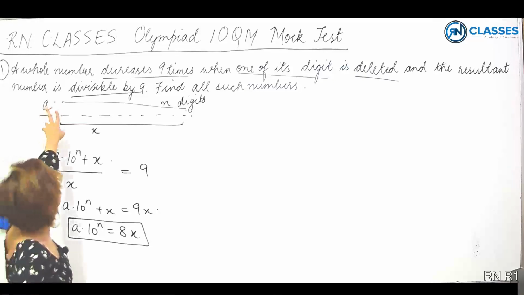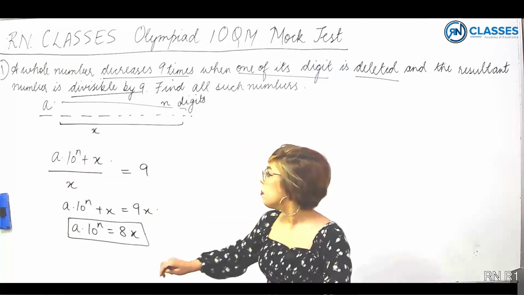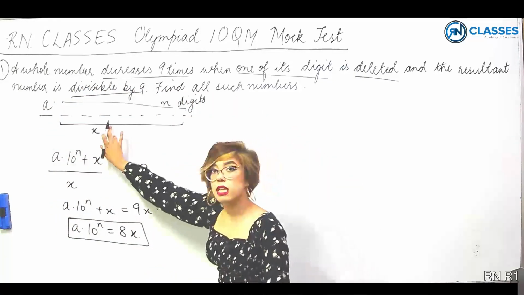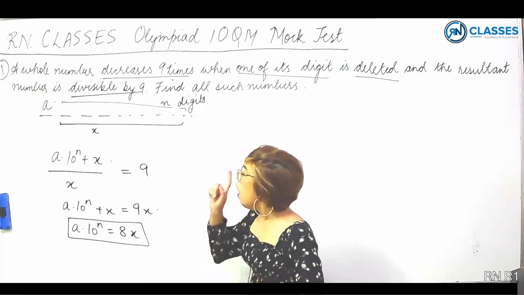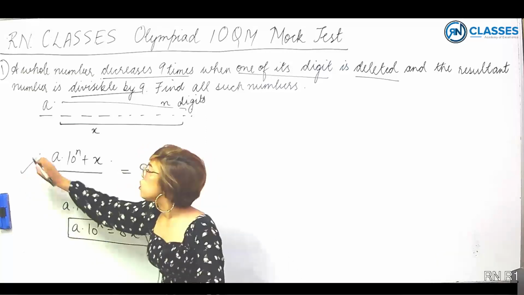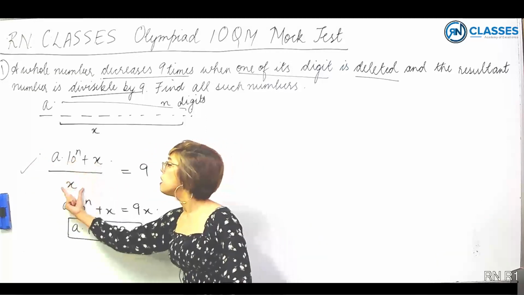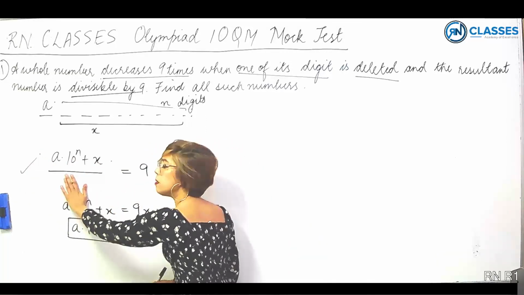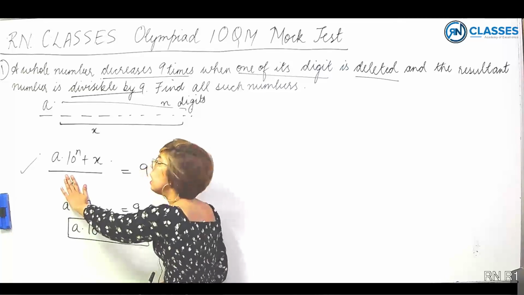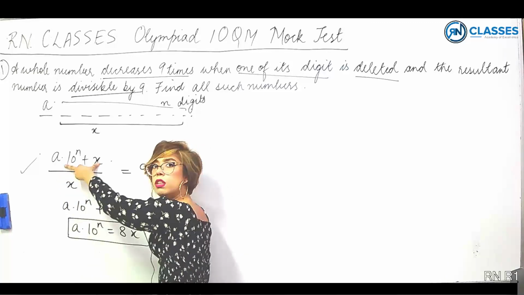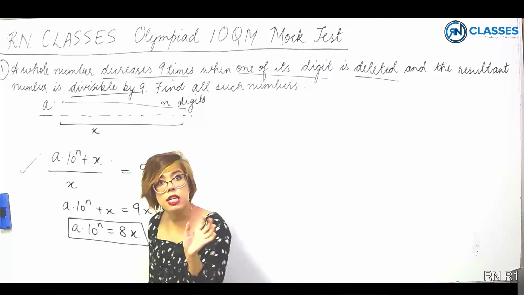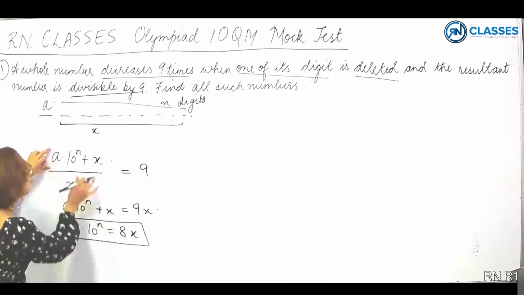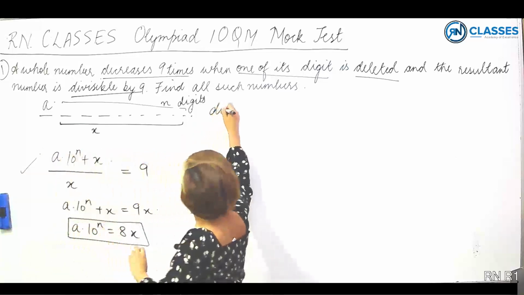Now, let us see. What else is given? The resultant number, as in the number x, is divisible by 9. Okay, so that means here a factor of 9 should come up, right? Also, by looking at this equation, this by this is equal to 9. Now, I know that this number is divisible by 9, right? अब ये number भी तो divisible by 9 होगा, तभी तो cancel out होगा यहाँ पे 9 आएगा, right? So, I can clearly see the initial number is also divisible by 9.